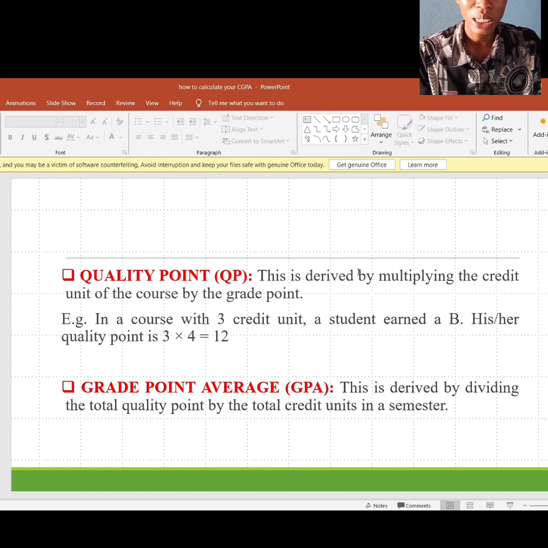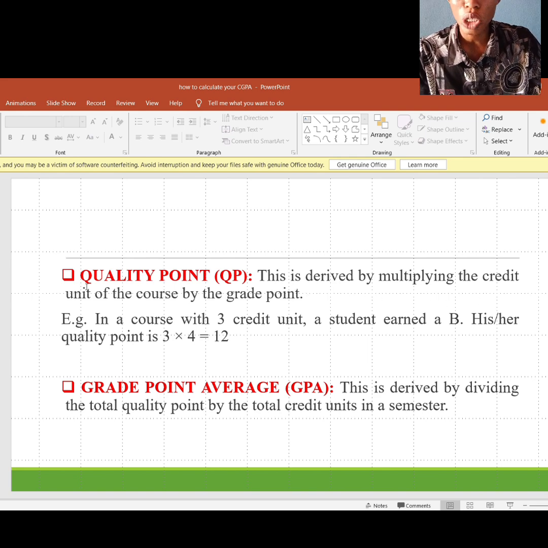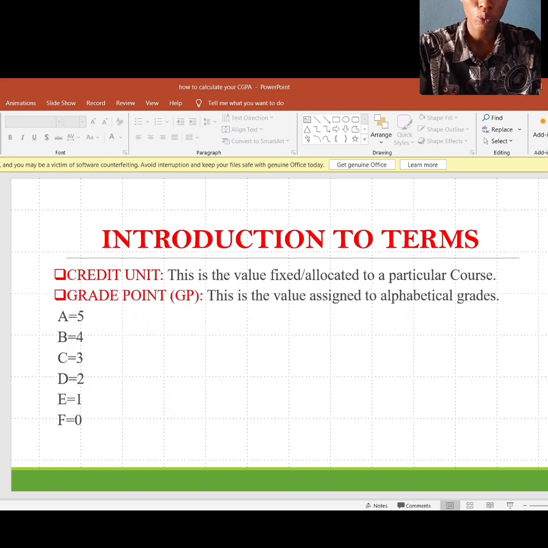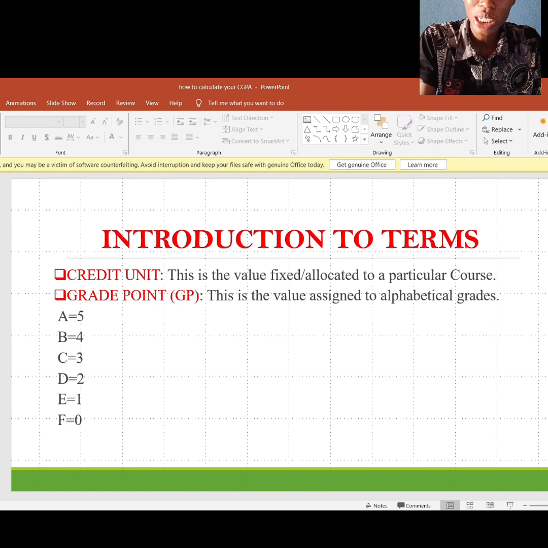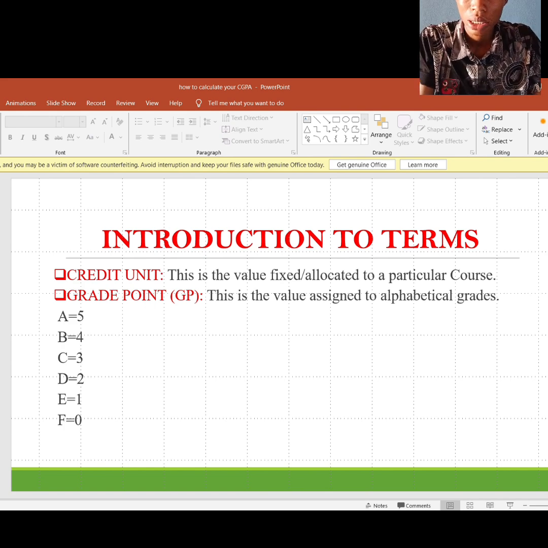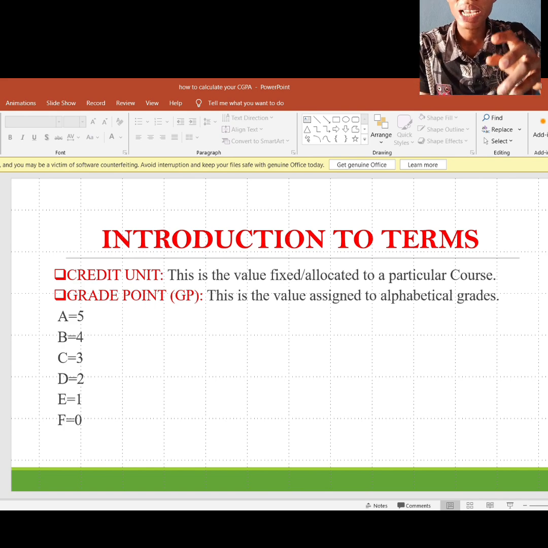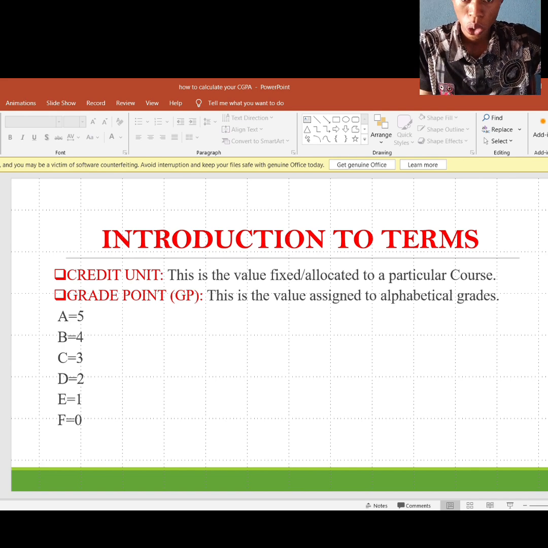Quality points. How do you get quality points? Quality points is derived by multiplying the credit units of the course by the grade point. Remember, in the other slides, we already have credit units and grade points. To get the quality points, you multiply the credit unit of that course by the grade point. Do you understand what that means?